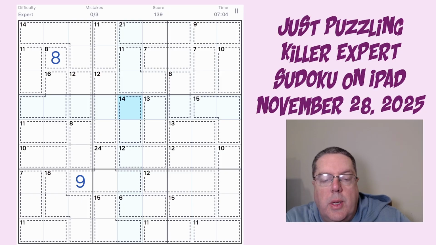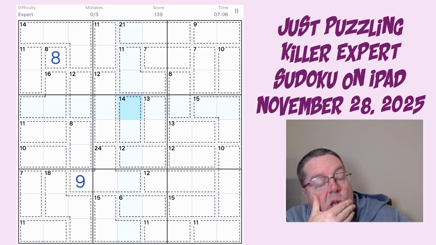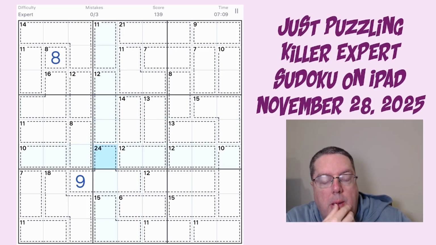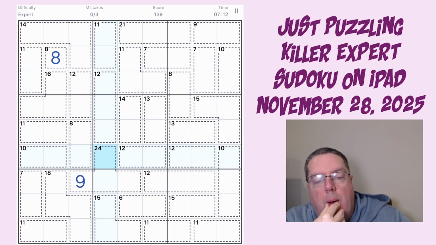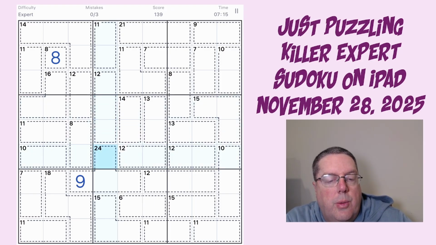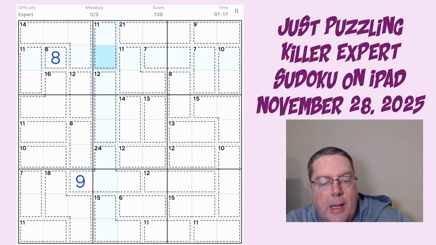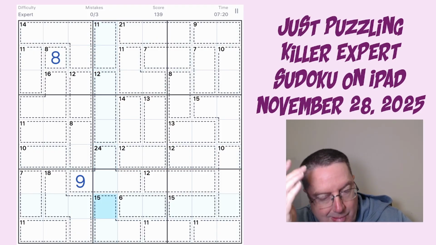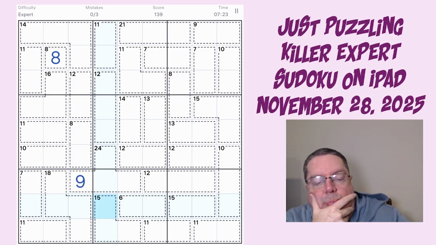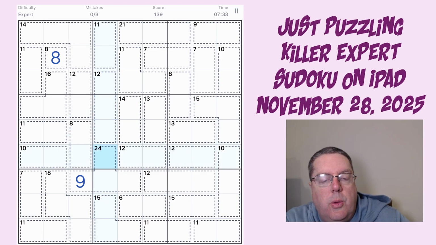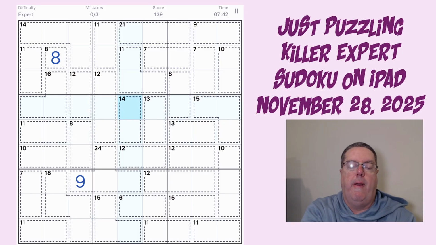12, 13, 14, so that's 39. So this is 1, 2 and 3. Which means if that's 1, 2 and 3, that can be a 9, that can't be a 9, and then that can be a 9. So 9, 5, 8, 6. So 1, 2, 3 means that can't be a 9. 9 could be here with a 4, or 9 could be here with a 5.